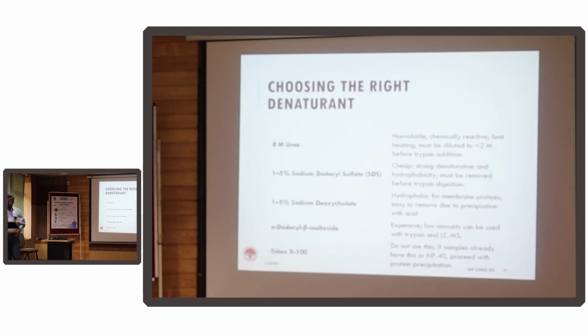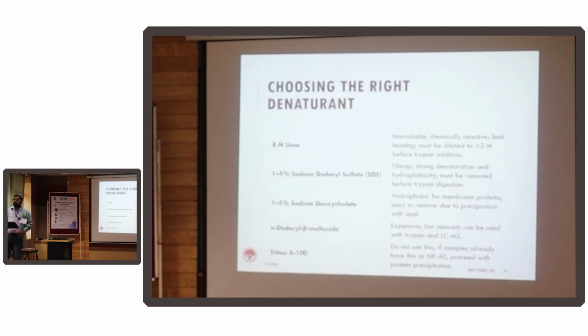You have another, 1 to 5% sodium deoxycholate. It is hydrophobic, good for membrane proteins, and easy to remove due to precipitation with acid. Another is N-dodecyl beta-maltoside. It is expensive. Low amounts can be used with trypsin and LCMS. So then Triton X-100, do not use it. If samples are already having this or NP40, you have to again go for protein precipitation to remove Triton X.